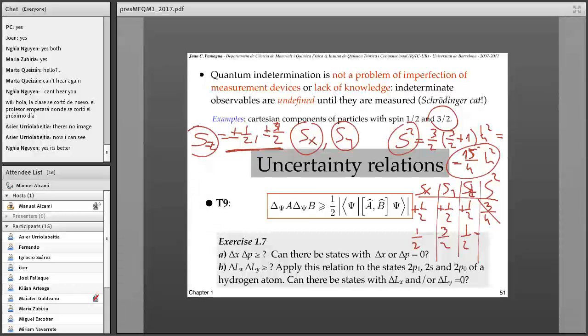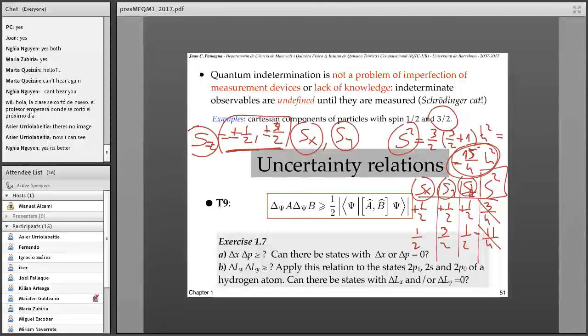And then the square of the modulus should be 9/11 over 4. And this is not the result we obtain. And we can check that any combination of these four values for S, X, Y, or Z, none of them gives the result we must obtain for S squared.